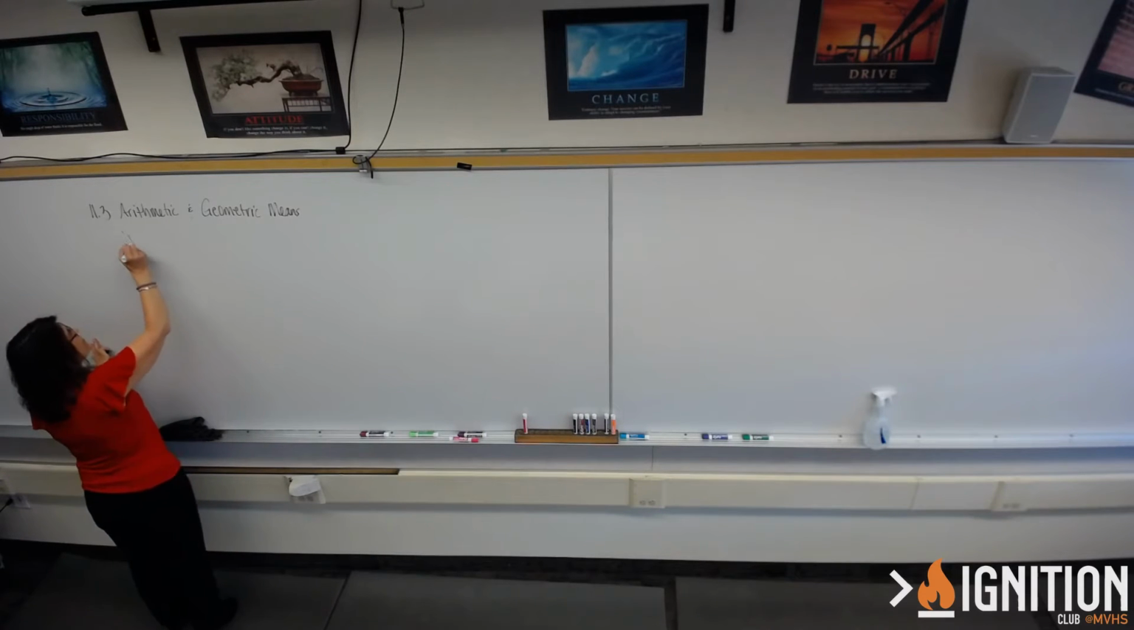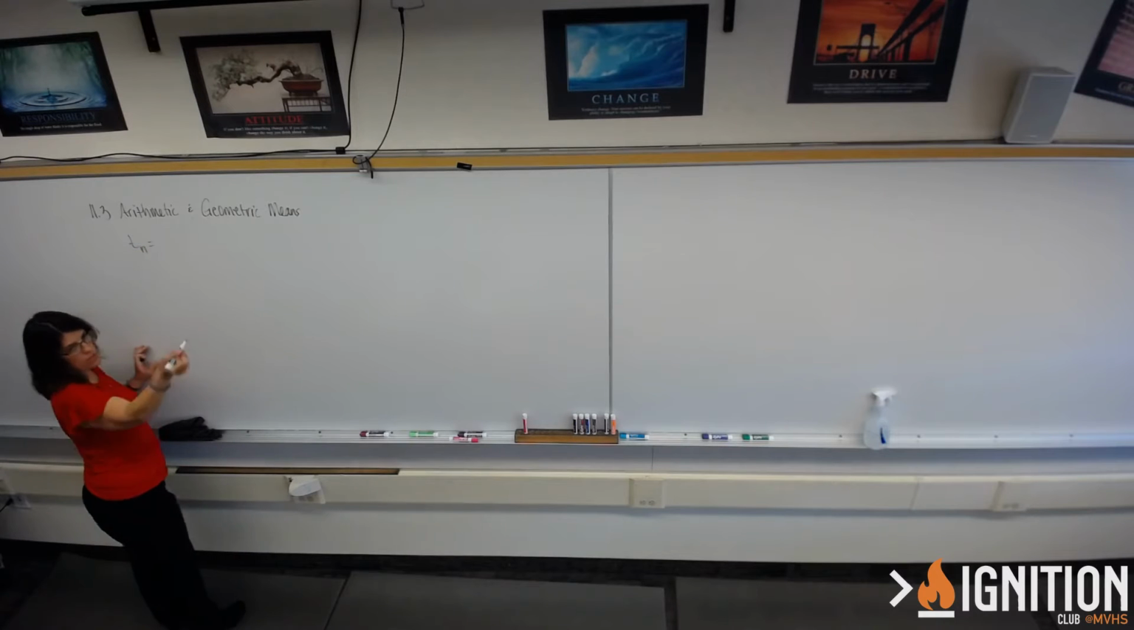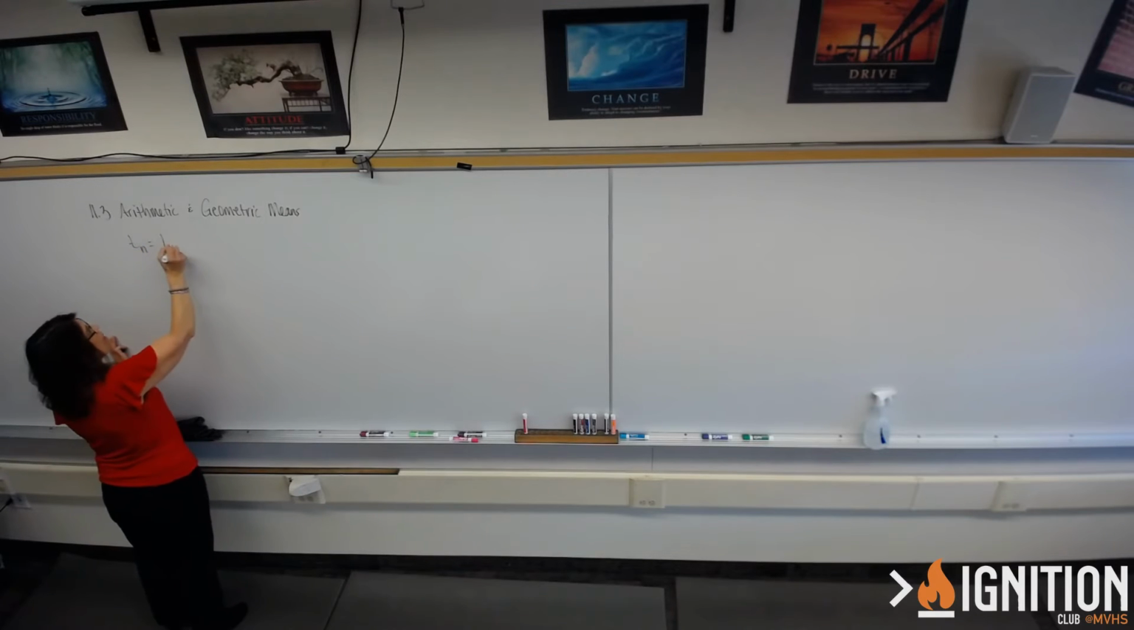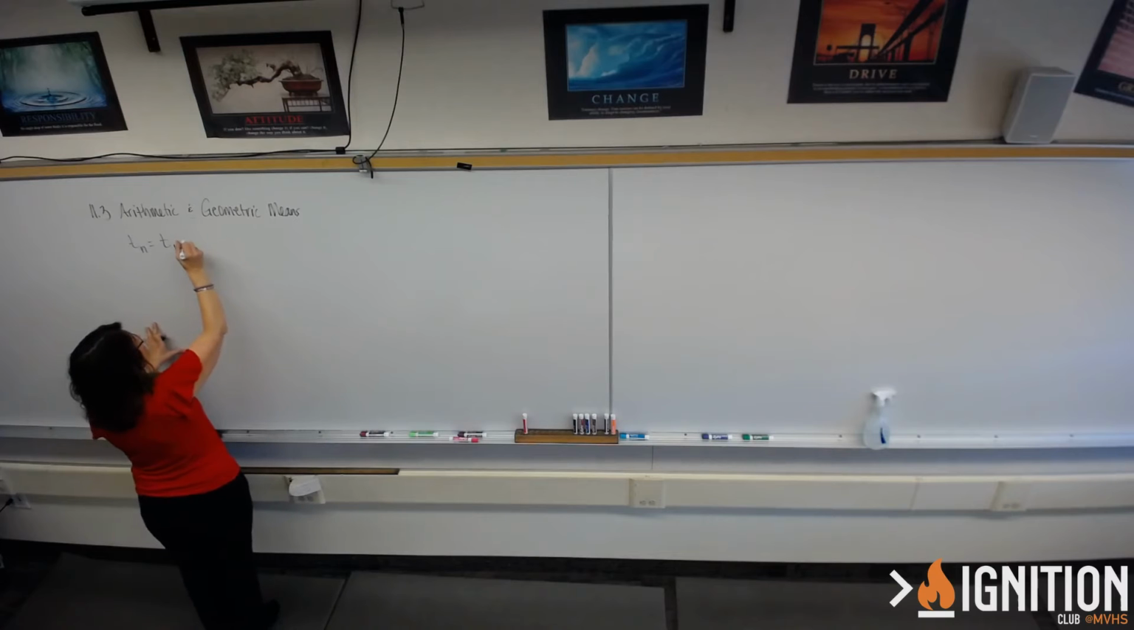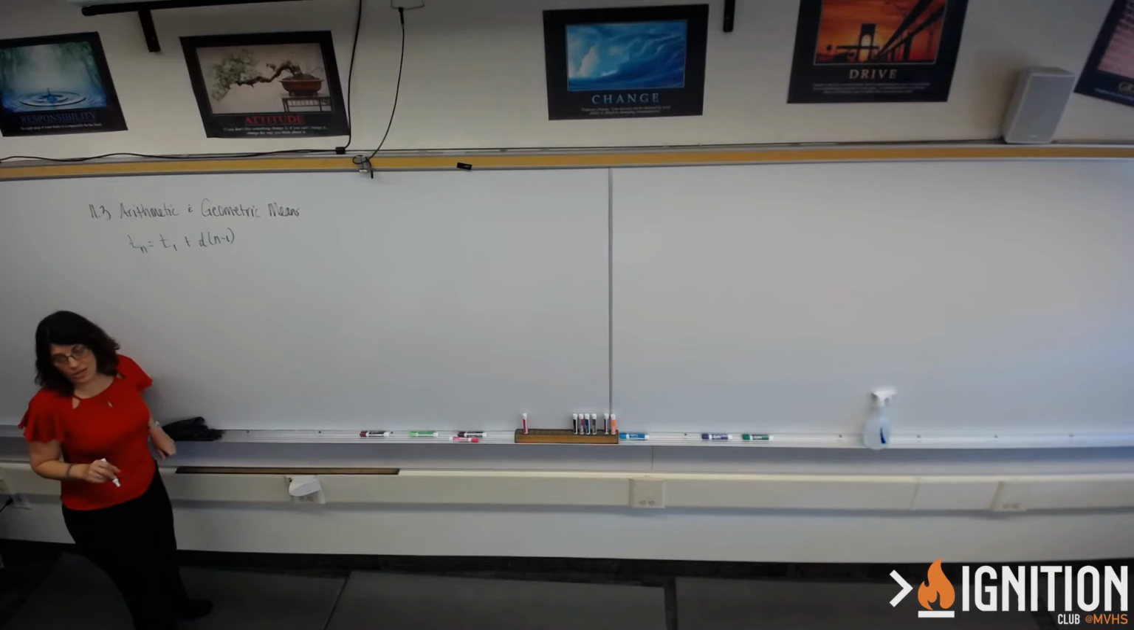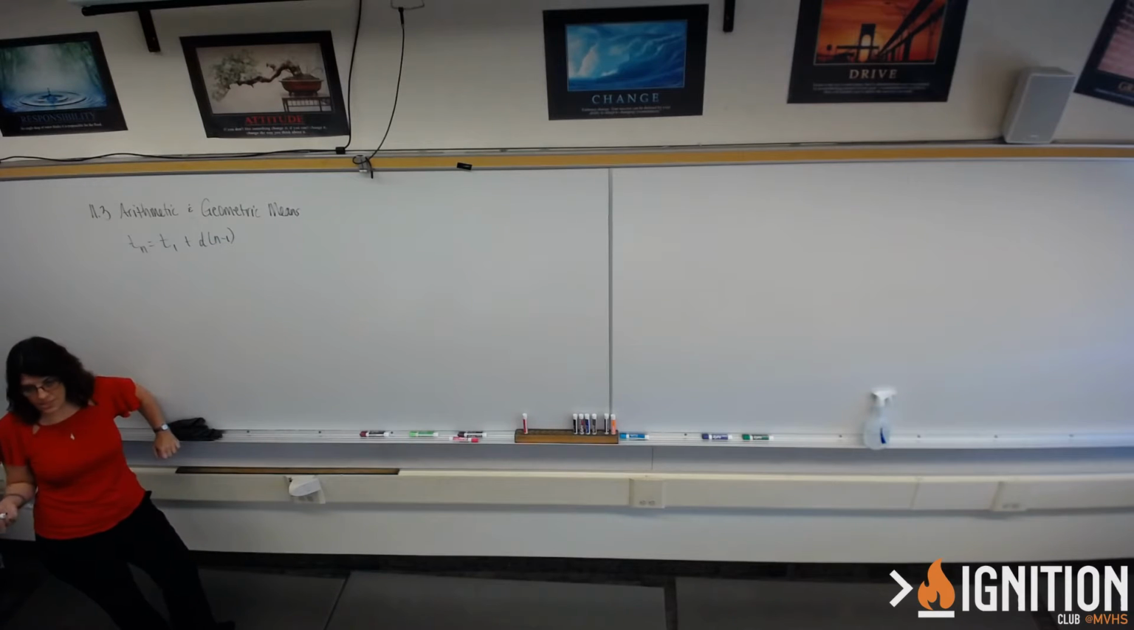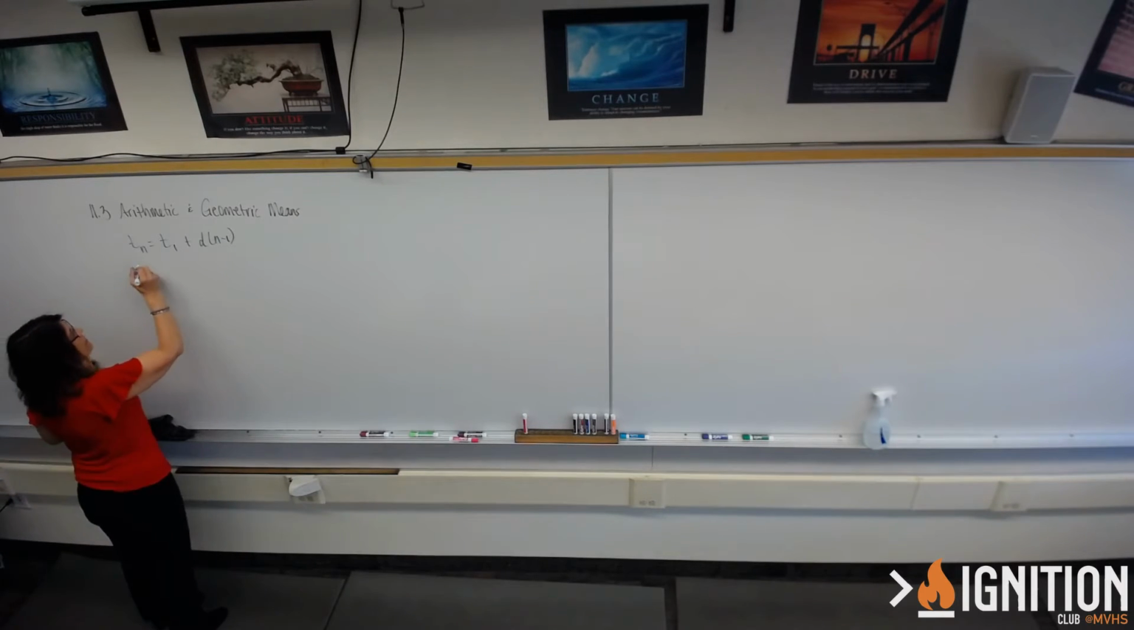Arithmetic. T sub n equals T sub 1, not T1. You know it's arithmetic because the notation is D. D stands for common difference. You should also be able to figure it out because if we plug in some values, it's a line. A line is linear, so we'll look at that in a minute.